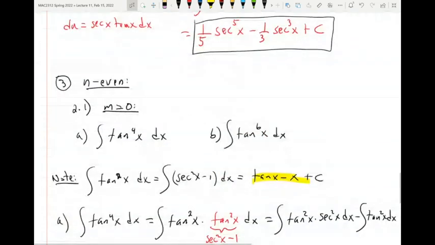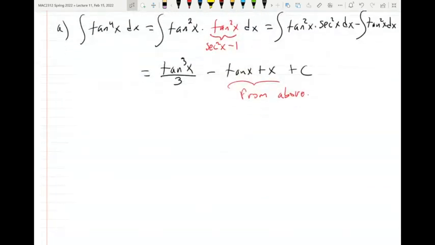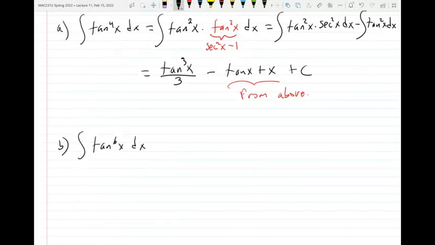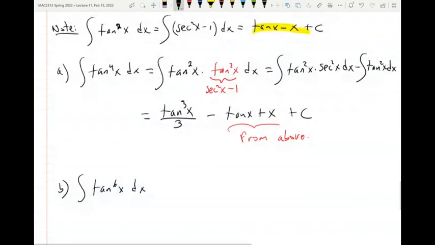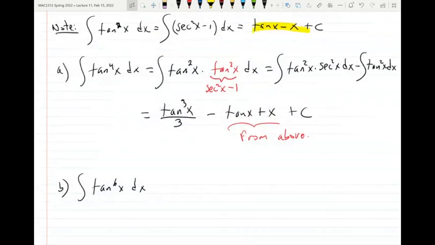Okay. All right, so let's see. Now that we did tangent to the 4, now you can easily do tangent to the 6. Again, be smart and reuse the result. So do tangent to the 6. Remember the technique. Separate tangent square, turn it into secant.